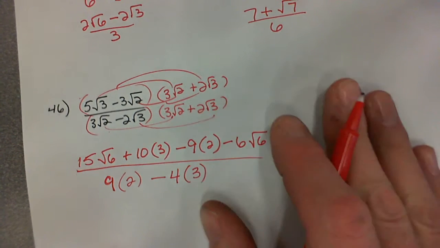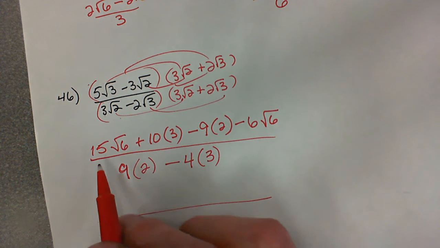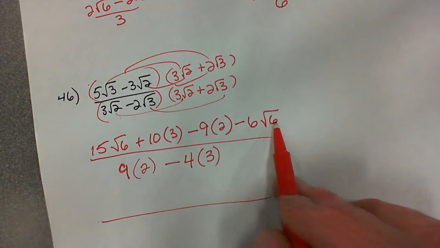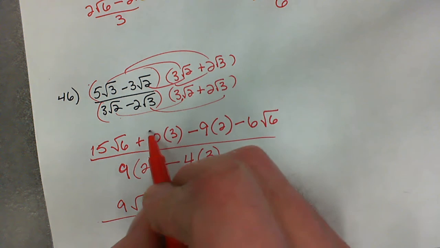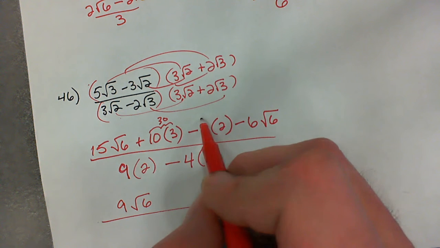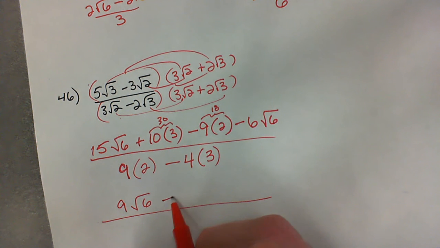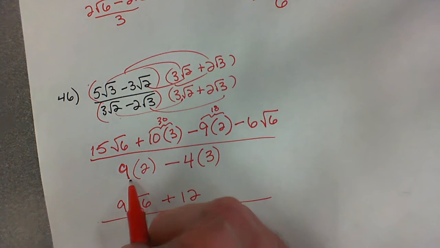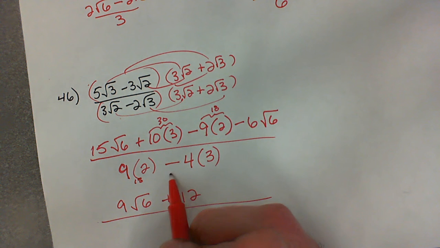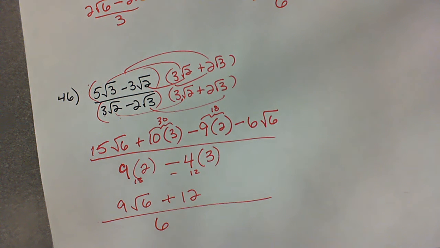Okay. So now we can simplify this down. Looks like we have 15 square root of 6 minus 6 square root of 6, which gets you 9 square root of 6. 10 times 3, that's 30. 9 times 2, that's 18. 30 minus 18, that is positive 12. Okay. And then in the denominator, we've got 9 times 2, that's 18, minus 4 times 3 is 12. 18 minus 12 is 6.